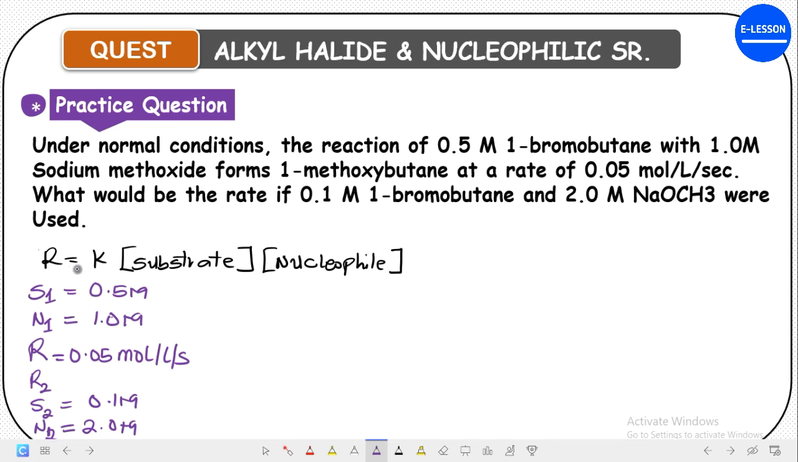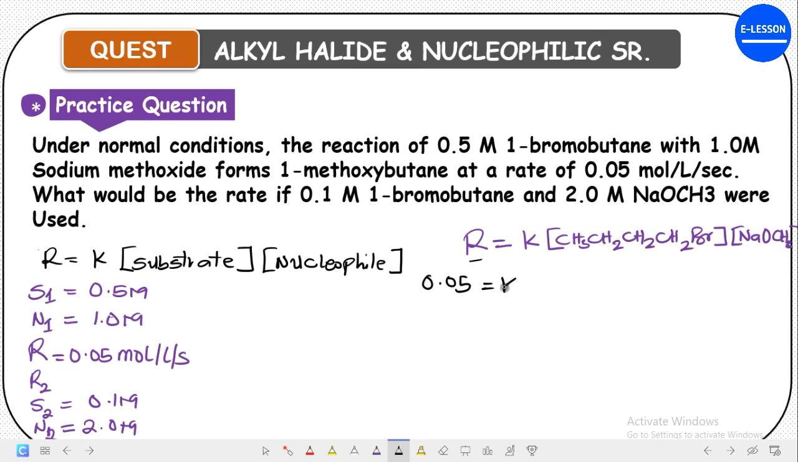Now, to find the rate constant for the first one, let's write the rate of the reaction. Rate is equal to K bracket. The substrate in this case is 1-bromobutane, which is CH3CH2CH2CH2Br, and then sodium ethoxide. All right. So to find the K, what are we going to put in the value of rate first? What is the rate for the first one? 0.05 is equal to K bracket. Our X1 concentration of the first substrate is 0.5, times concentration of the first nucleophile, which is 1.0. So this gives us 0.05 is equal to 0.5 K, because 0.5 times 1 will give us 0.5.